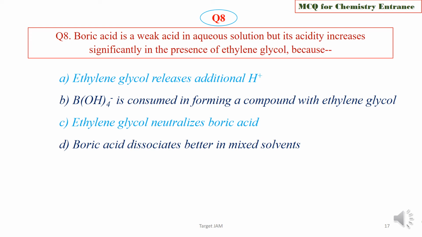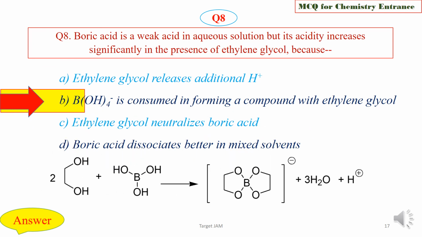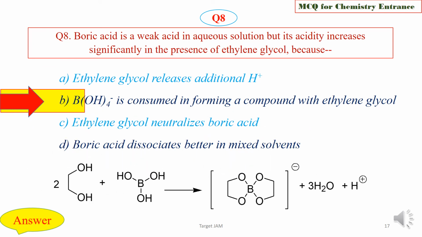Choose the correct option about acidity of boric acid, and we are now going to check the answer key. The right option is option B, that is B(OH)4 minus is consumed in forming a compound with ethylene glycol. See, this is the reaction. Boric acid forms a complex with 2 molecules of ethylene glycol and loses 1 proton. So it behaves as a stronger acid in presence of diol.